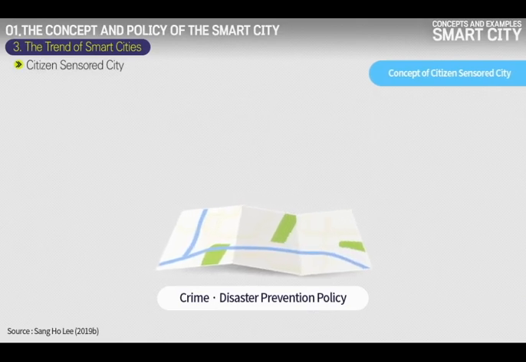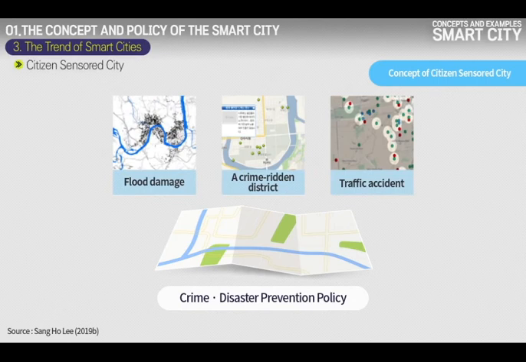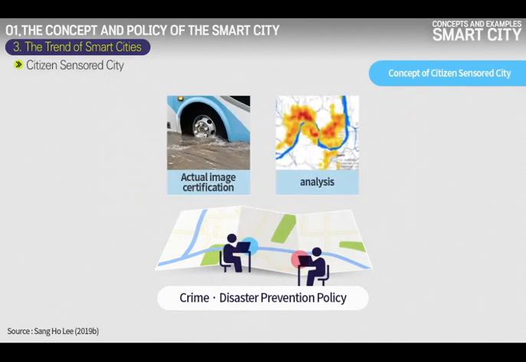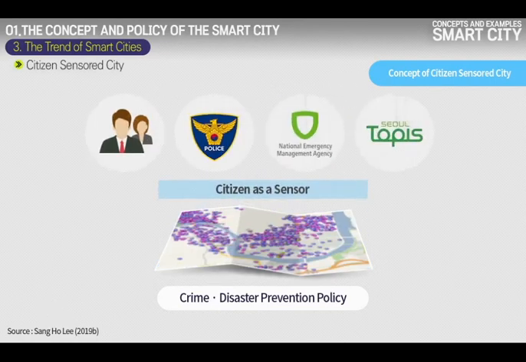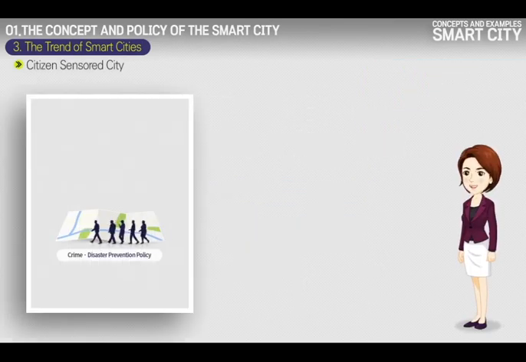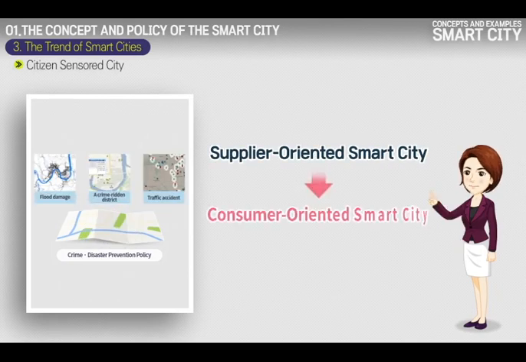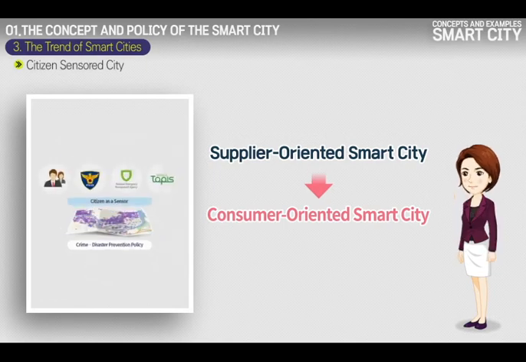To explain further, citizens secure data from their smart devices. The city disaster and risk information secured by citizens is delivered to related agencies through the platform. Then, the relevant agencies can check the information, prevent a problem before it occurs, or respond quickly without missing the golden time. This series of processes can be developed from the existing supplier-oriented smart city to the consumer-oriented smart city that collects opinions from citizens and creates it together.